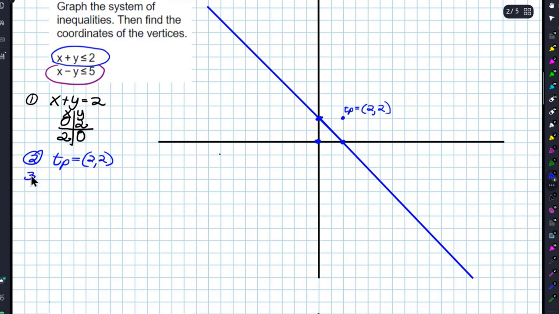And step 3, I test the test point, go back to my original inequality, x plus y is less than or equal to 2. I put a 2 for x plus a 2 for y, and I'm saying that's less than or equal to 2, so that 4 is less than or equal to 2, you know that's false. False. If I had used 0, 0, I would have gotten a true. I shade on the true side. Since this is the false side, that leaves the true side over here.